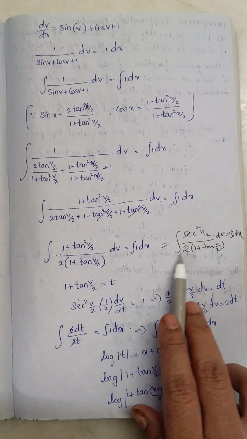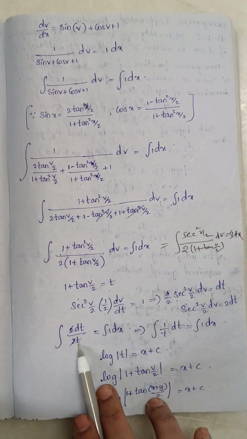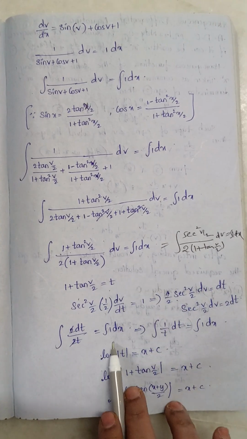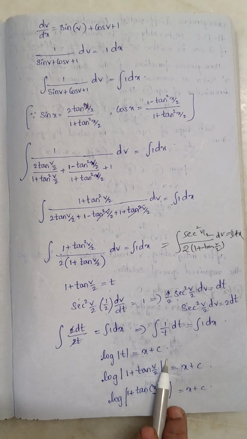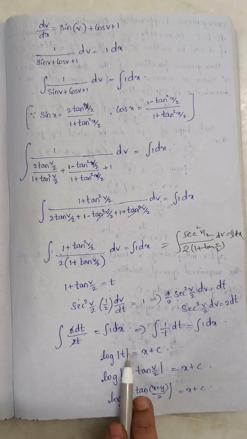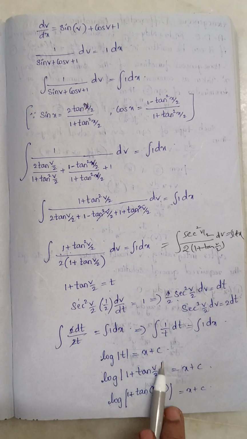By 2 into this is nothing but t here, equal to, take this as it is. 2 gets cancelled. 1 by t means log t equal to x plus c. Log t means what? 1 plus tan v by 2. Again v equal to x plus y, substitute here. Then it is the required solution for this.